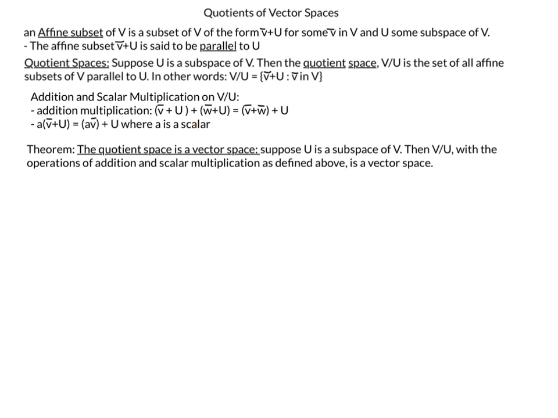And with this addition and scalar multiplication, we can say that the quotient space is a vector space. So suppose U is a subspace of V, then the quotient space V over U, with the operations addition and scalar multiplication as defined above, is a vector space.